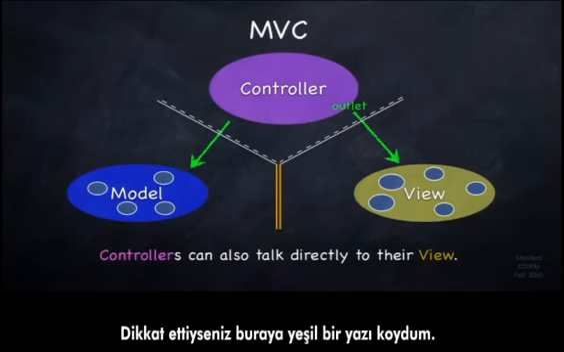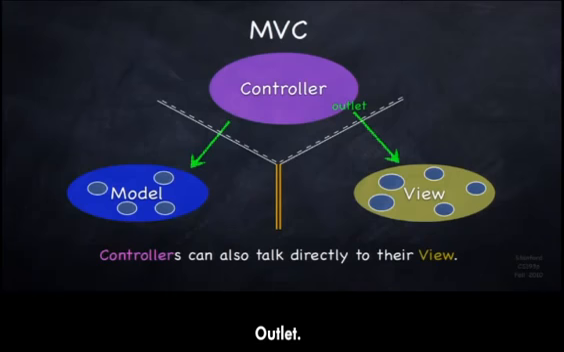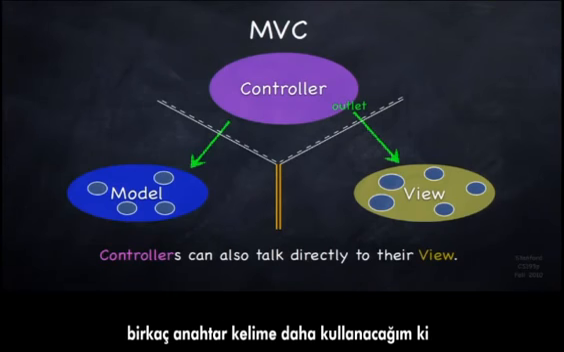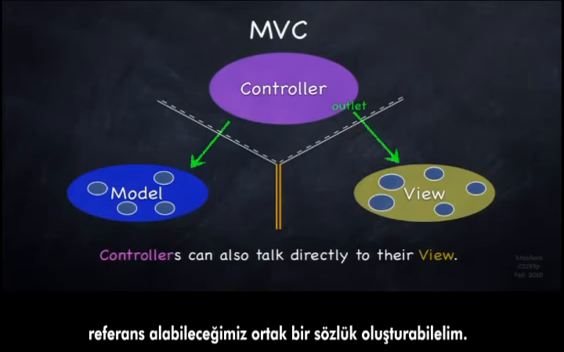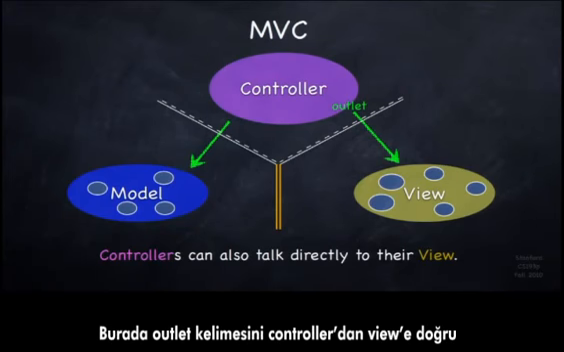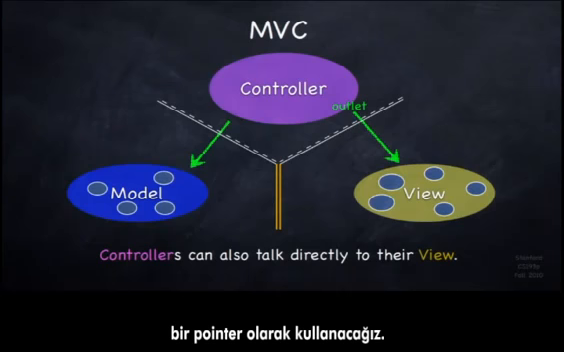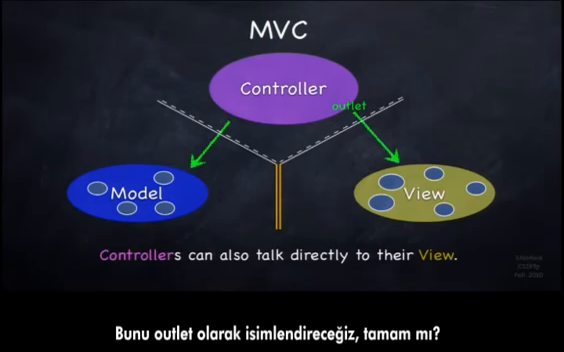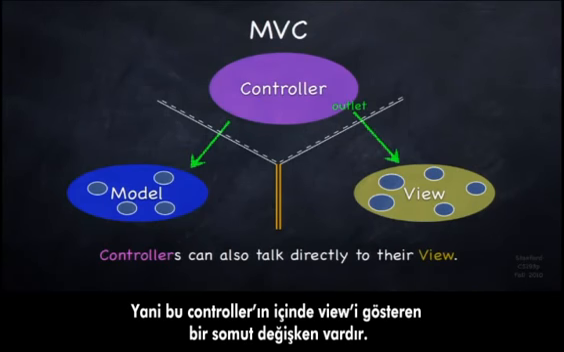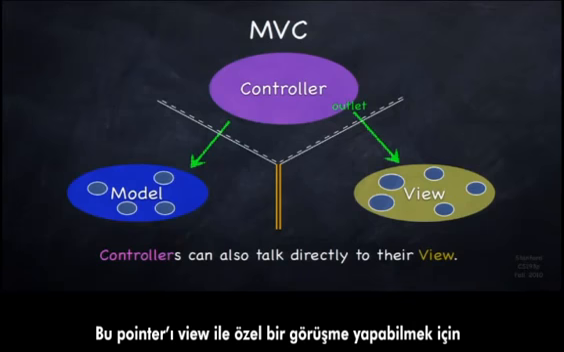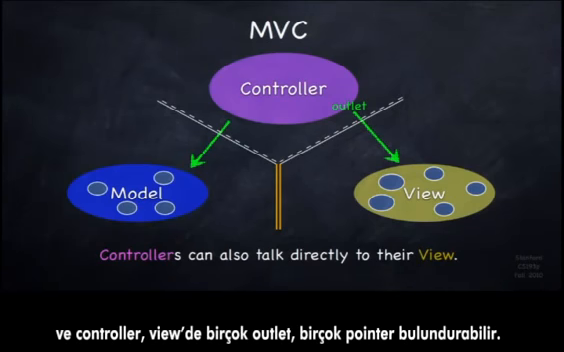And you notice I put this little green word up there, outlet. As I do this whole thing, I'm going to put up a few key words that we use to refer to things so that we can have a common vocabulary. We use the word outlet to mean a pointer from the controller to a view. Okay? And we call that an outlet. So that just means there's an instance variable in the controller that points to the view that we can use inside the controller camp to talk to a particular view. And a controller will typically have lots of outlets, lots of pointers into the view.